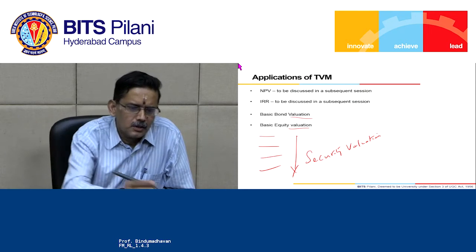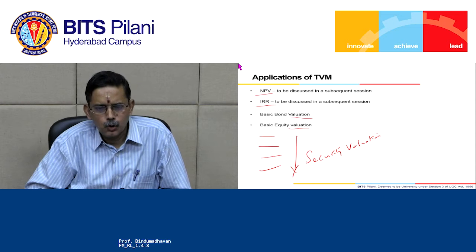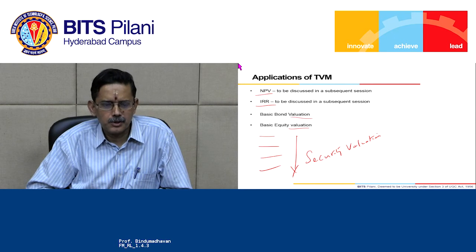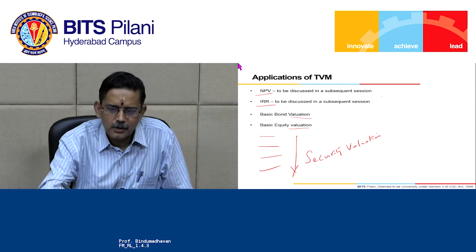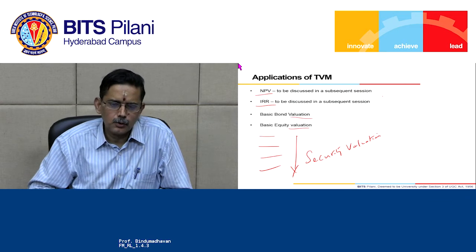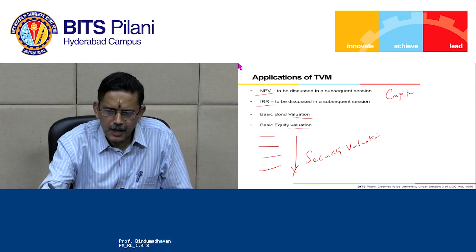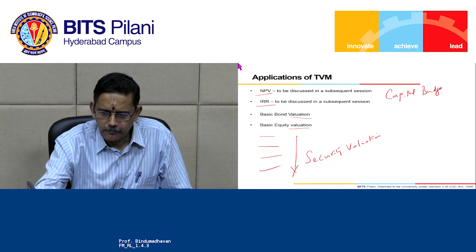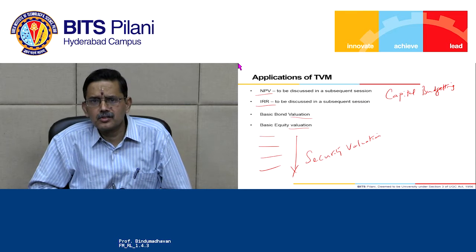So 2 things that I have listed right at the top. One is NPV and IRR. Those we are going to defer to a subsequent section, so we are going to cover them a little later in this course. We are going to talk about capital budgeting. Capital budgeting is one of the important functions of the finance manager.